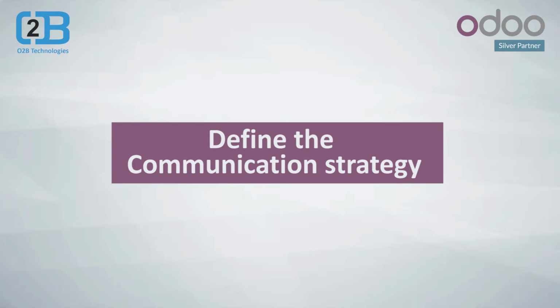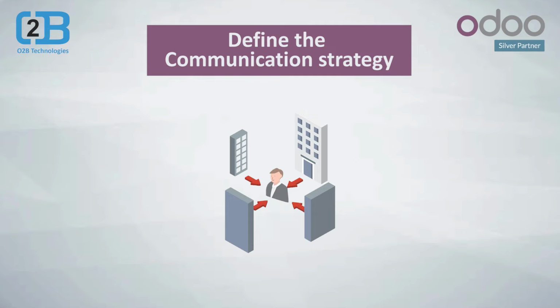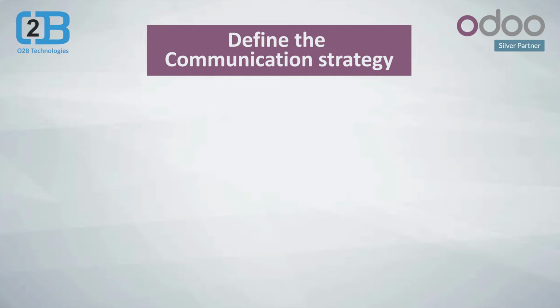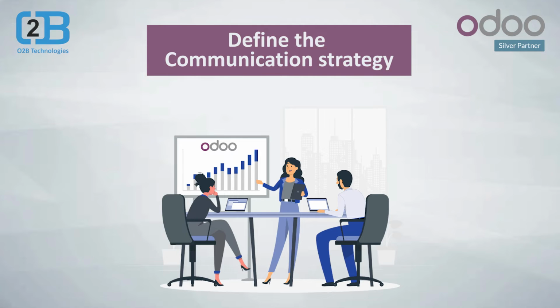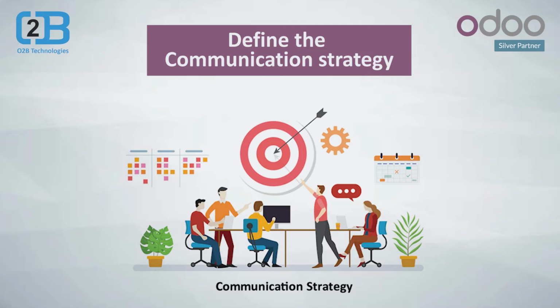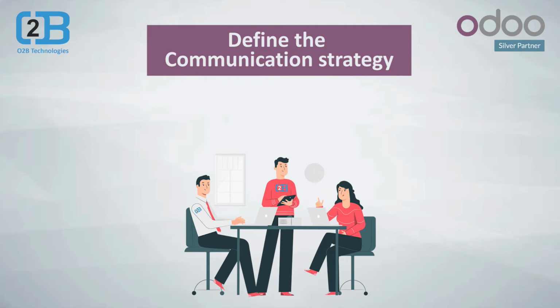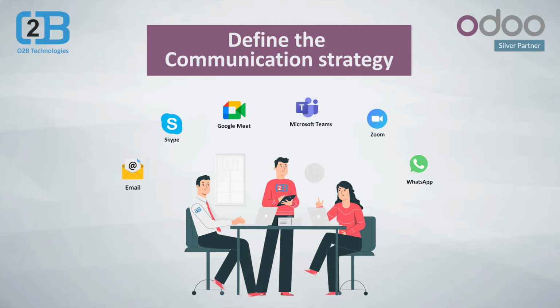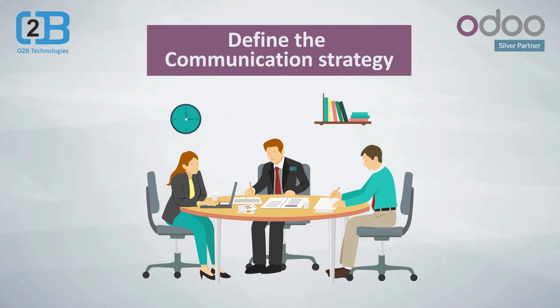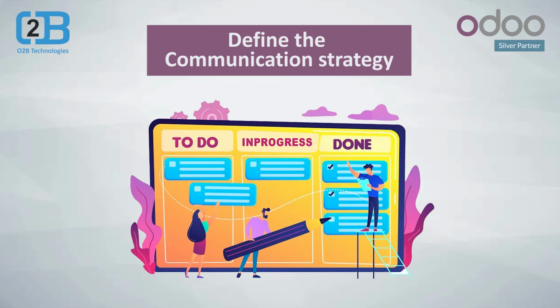Define the communication strategy. Once the teams are assigned a single point of contact, further, the Odoo partners and client discuss and define the communication strategy that they are going to follow. At O2B Technologies, we communicate with our customers via email, Skype, Google Meet, Microsoft Teams, Zoom, WhatsApp, and more. Also, for the later stages, where the client needs to keep a tab on their project status, we communicate via our robust project management tool.